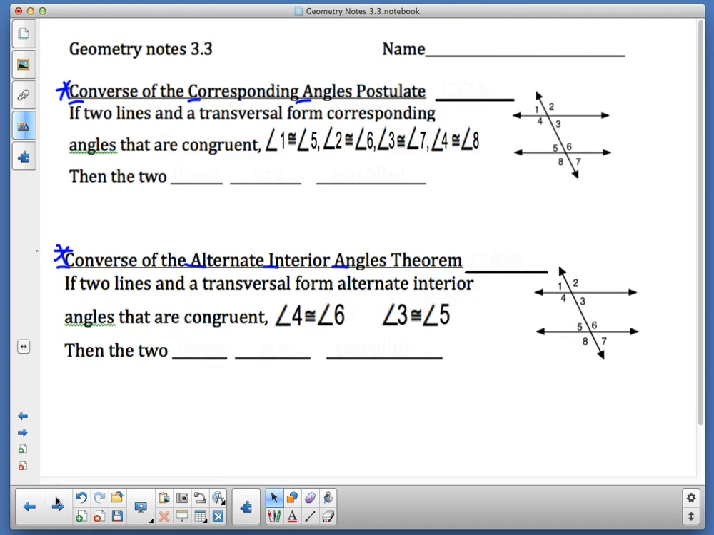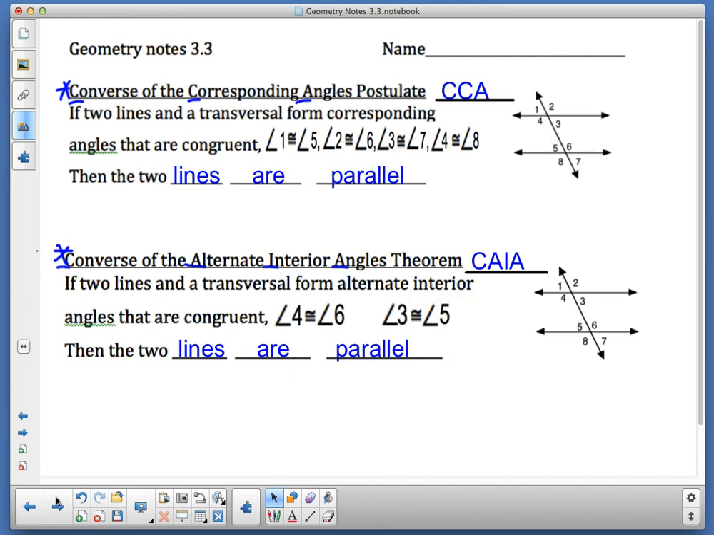Now, what I'd like you to do at this time is recognize the difference. Today we're looking at the converse of the corresponding angles postulate, CCA, converse corresponding angles. If two lines and a transversal form corresponding angles that are congruent, angle 1 is congruent to angle 5, angle 2 is congruent to angle 6, angle 3 is congruent to angle 7, and angle 4 is congruent to angle 8, then the lines are parallel.